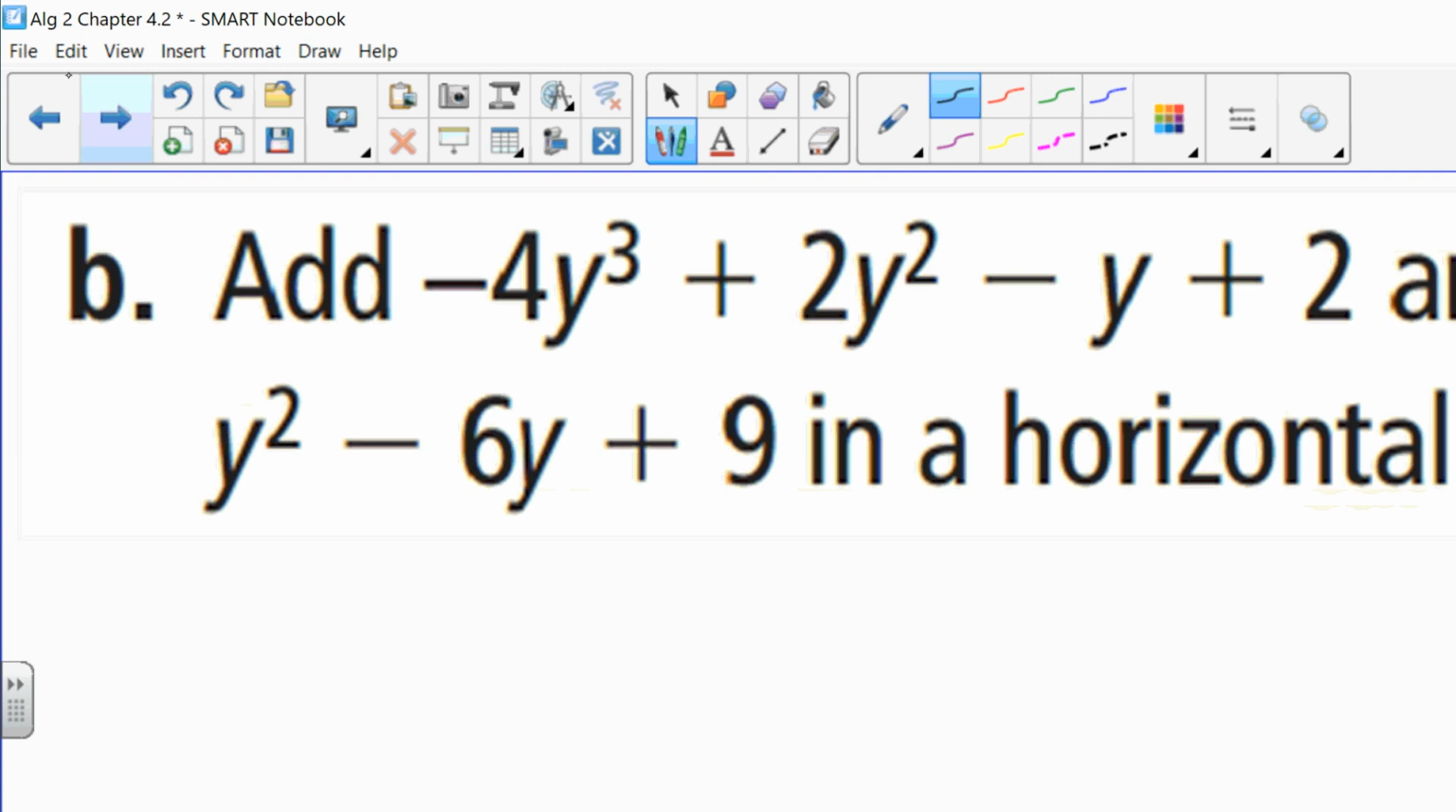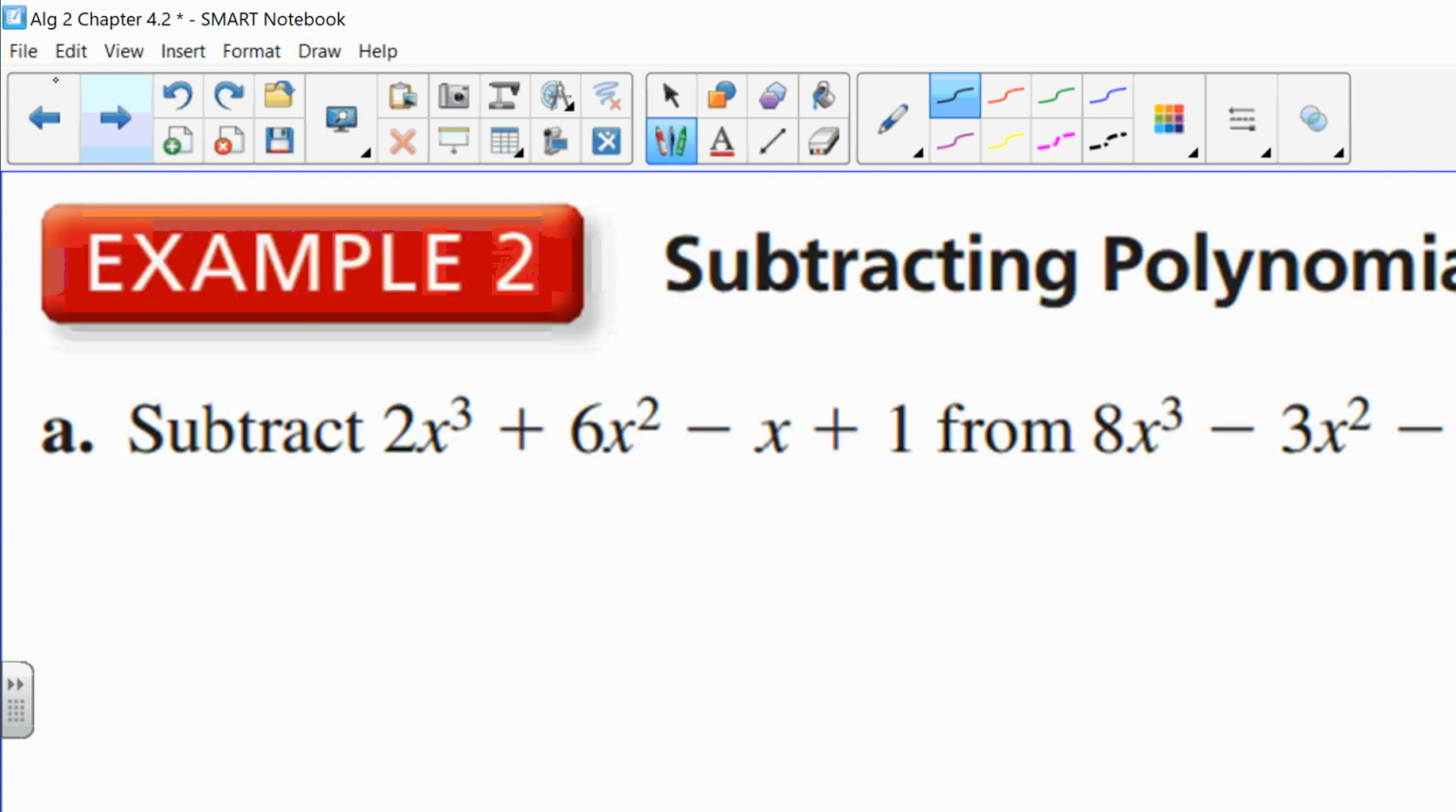With addition, it's not too bad. We're just adding the like terms together and we're good. The ones that we do need to be careful with are our subtraction, because when we subtract something, it is changing the signs of the second set of terms because we're subtracting it from the first. Now, when we do this vertically, we can go on and do it exactly as we did the first one.